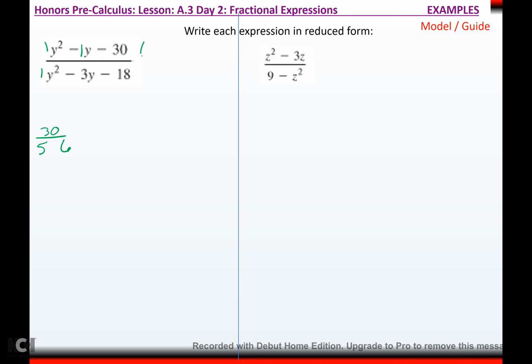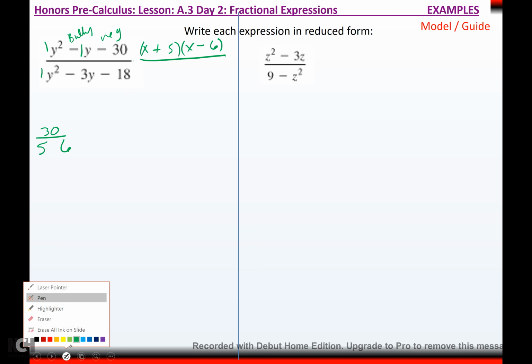Well, the factors of 30 that make 1 are going to be 5 and 6. Okay? So on top, I'm going to have a 5 and a 6, x and x. C will tell me my signs. Since C is negative, only the bully gets the negative in the middle. So 6 is going to be negative, 5 is going to be positive.